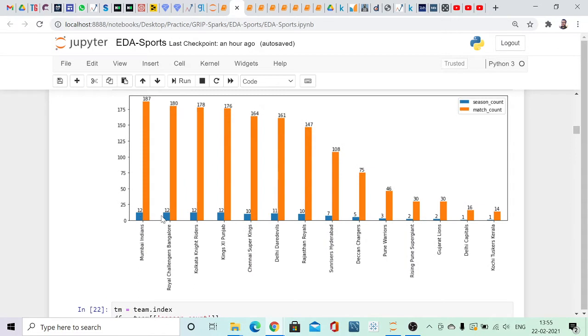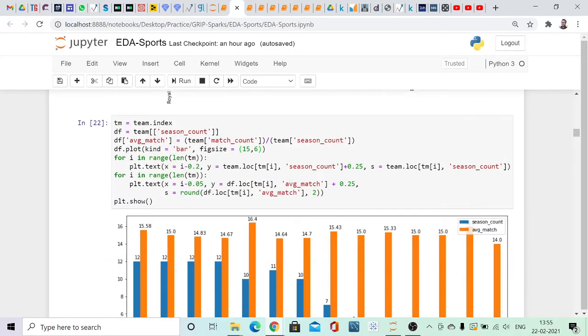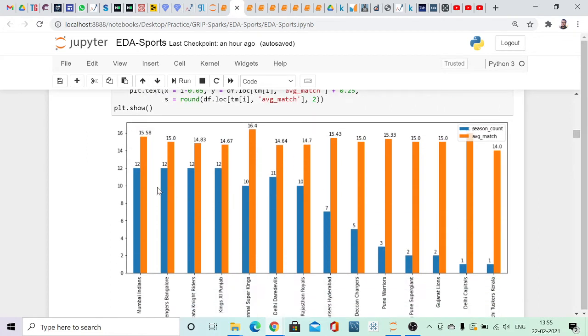From here we can see the season count and match count for each team which has played in the IPL. So we can see for these 5 teams the seasons are only 1, 2 and 3. So let's see the average games played by team in each season. So this graph gives the total season count and the average matches per season. So we can see that the good performing teams like Mumbai Indians, Chennai Super Kings have higher average number of matches per season.